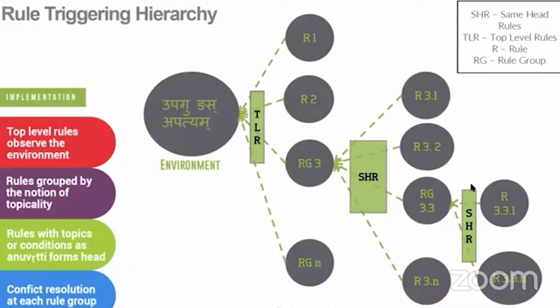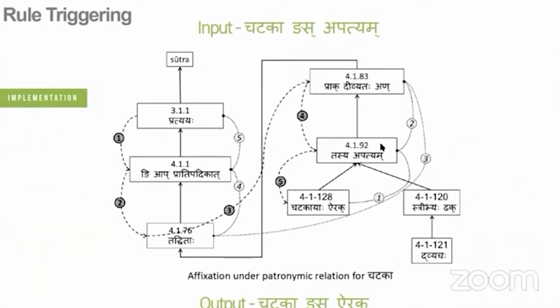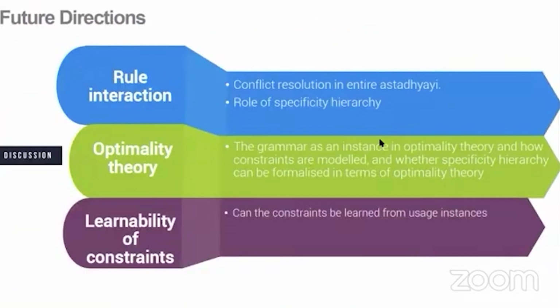So to solve that, what we did, we created a rule triggering hierarchy. We said there are some top level rules that are observing the environment, and within top level rules there are same head rules. So there can be many, like the adhikaras. So R1, R2, R3, they are main rule groups, and within each rule group there are further exceptions coming out. So they only get triggered once you go to one particular group, and then you go to another inside that. Right? So this was one example for Chatakagasapatyam that we get from our system.